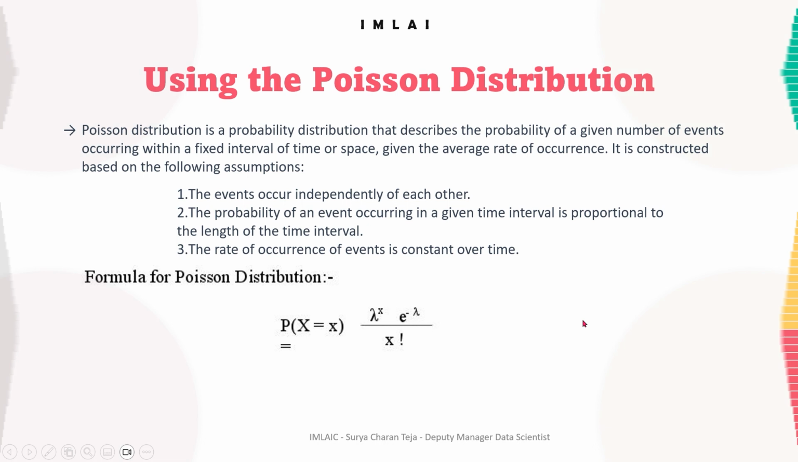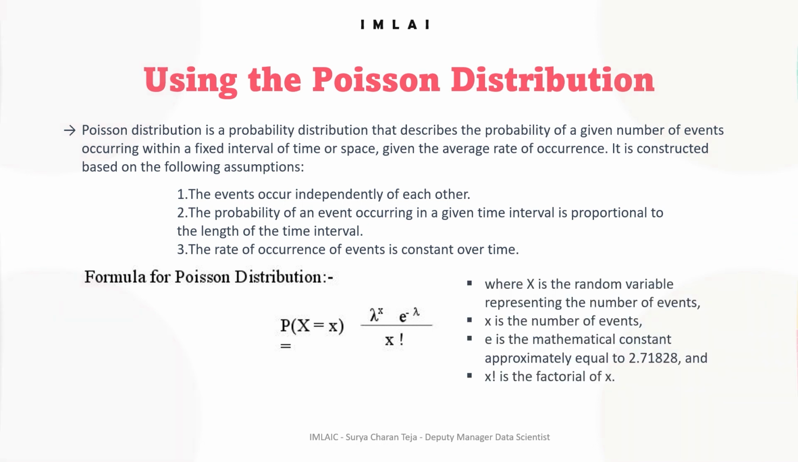Probability mass function. So in this, you can clearly see X is equal to, where capital X is the random variable representing the number of events. It could be number of customers, it could be number of insurance policies, it could be number of events. So that's why we call it a random variable representing the number of events in this case. Then small x is the number of events, and then E. E is the mathematical constant approximately equal to 2.71828, and x factorial is the factorial of x.